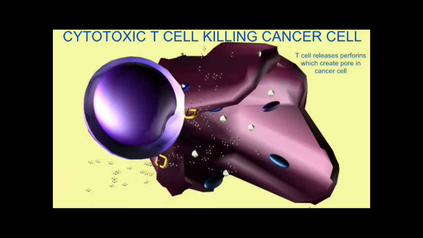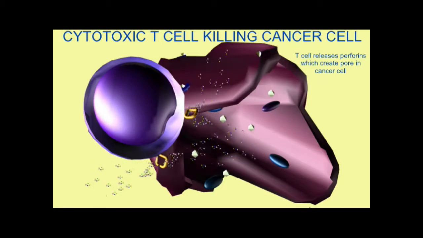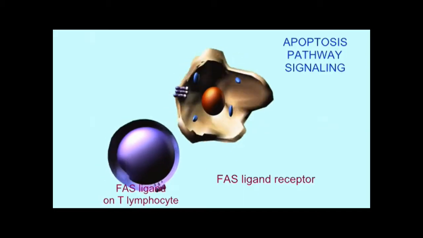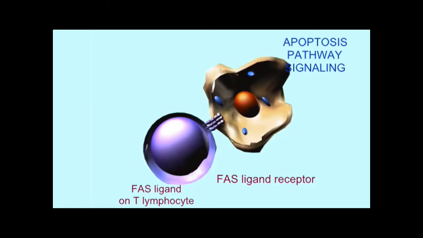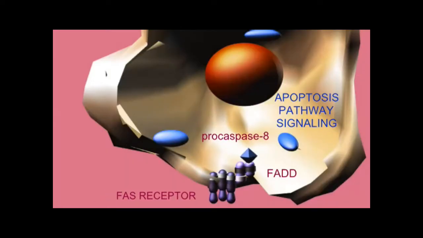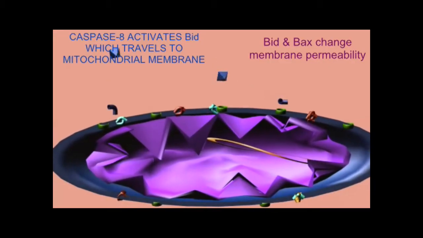The cytotoxic T lymphocyte can then secrete proteins known as perforins, which generate a hole in the infected cell which kills it, or they can trigger what's known as programmed cell death or apoptosis in the infected cell so that the cell kills itself.